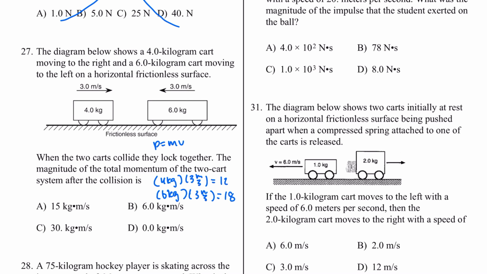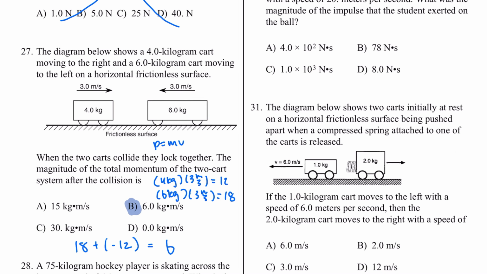So I'm going to negate the momentum of the 4 kilogram cart, and I'm going to do 18 plus negative 12, and that's going to give us a total momentum of 6 kilograms times meters per second. And remember, since momentum stays the same, if the momentum of the system is 6 before the collision, then it's still going to be 6 after the collision.